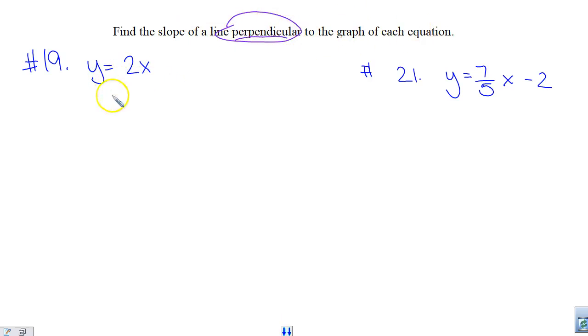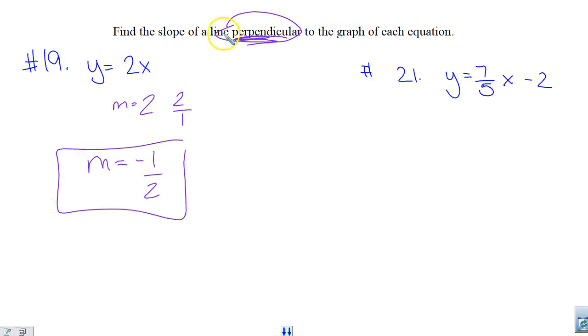So the first thing is I want to know what is my slope. Well, my current slope is 2. And if I want to find the slope of a line perpendicular, that means I need the opposite reciprocal slope. So the opposite of a positive 2 would be negative. And then that is 2 over 1 as a fraction, so the reciprocal would be negative 1/2. And we weren't given a point here. We were just told to find the slope of a line perpendicular to the graph, so all we have to do is say what the slope would be. We don't actually have to write an equation. So go ahead and do number 21 on your own.